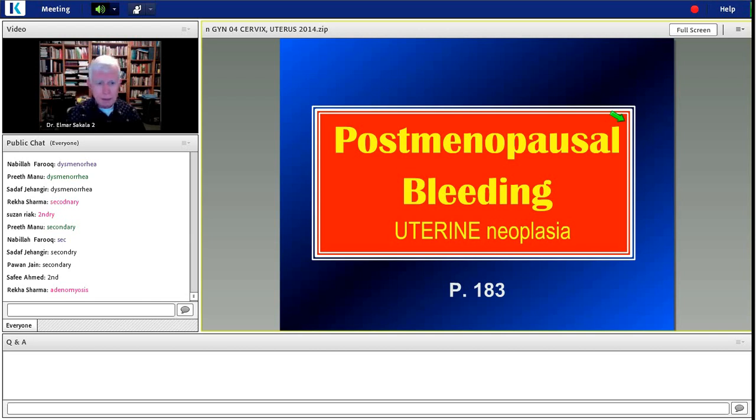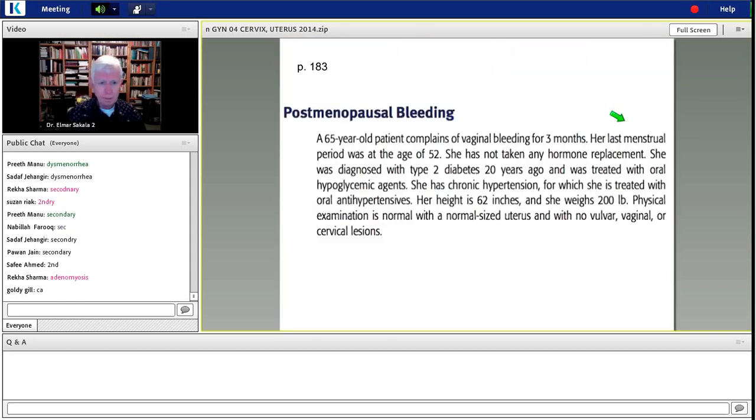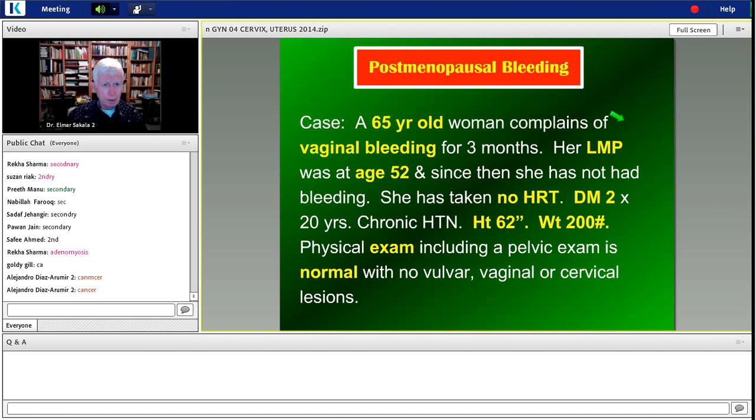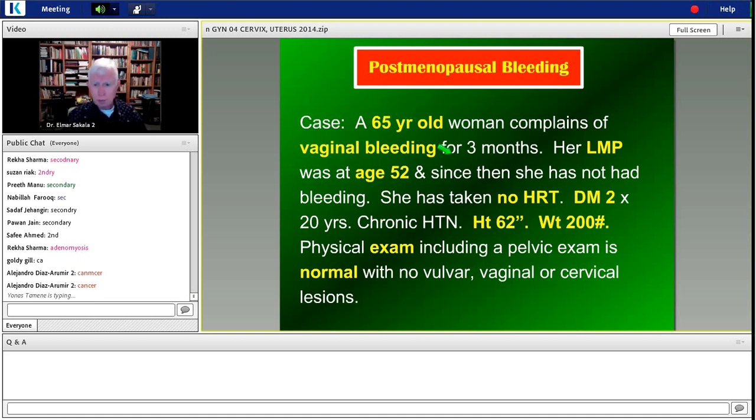All right, in the meantime, we'll go on and talk about postmenopausal bleeding. What is your big concern regarding postmenopausal bleeding? Okay, the big concern is endometrial carcinoma. So here's our case. A 65-year-old woman complains of vaginal bleeding for 3 months. Her last menstrual period was at age 52, and since then she's not had bleeding. So she is 65 now.